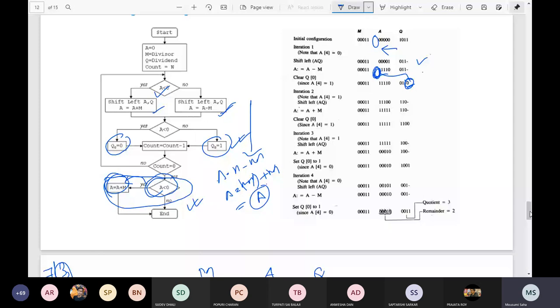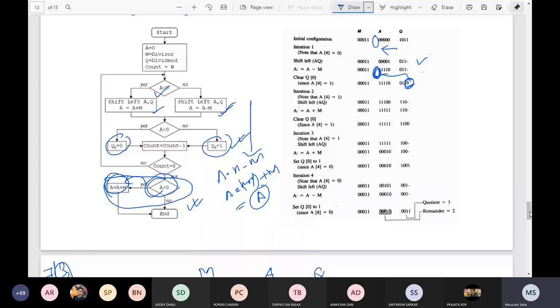Here, another thing to remember: the book considers 5 bits. I feel that it is not required. If you consider all 4 bits, it is sufficient. Actually, what has happened is that it is a left shift operation, so it considers one extra bit.